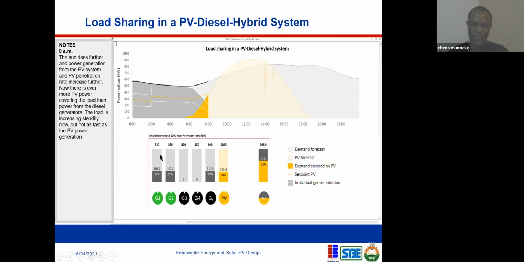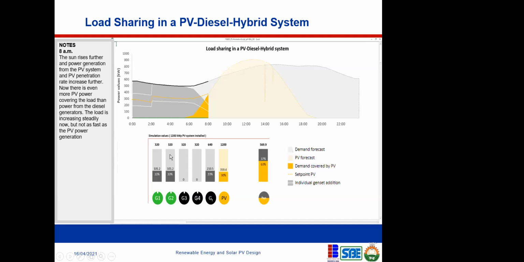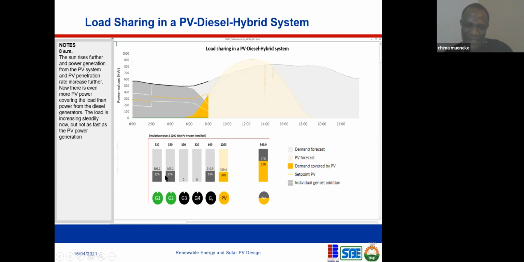Can someone make an attempt to explain why we still have to run two generators at 33%? They are near their minimum loading. Whereas one generator could have been running. If one generator is running, the load factor of these two generators combined would be 66, right? One generator could have done the work. So why do we have to run these two generators?